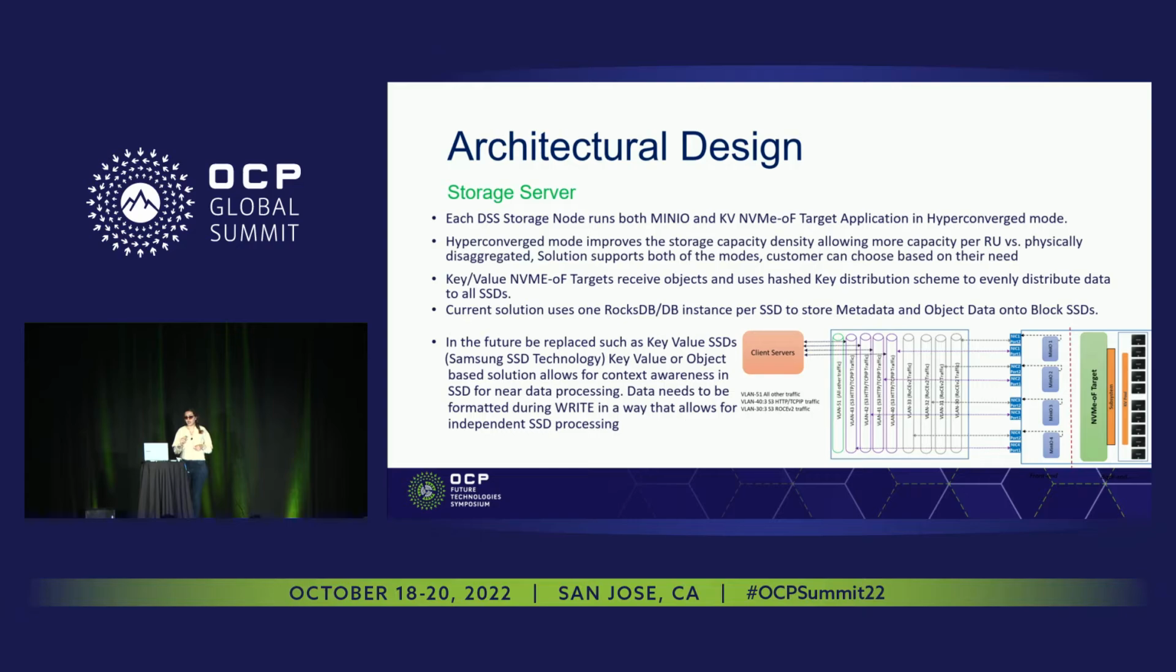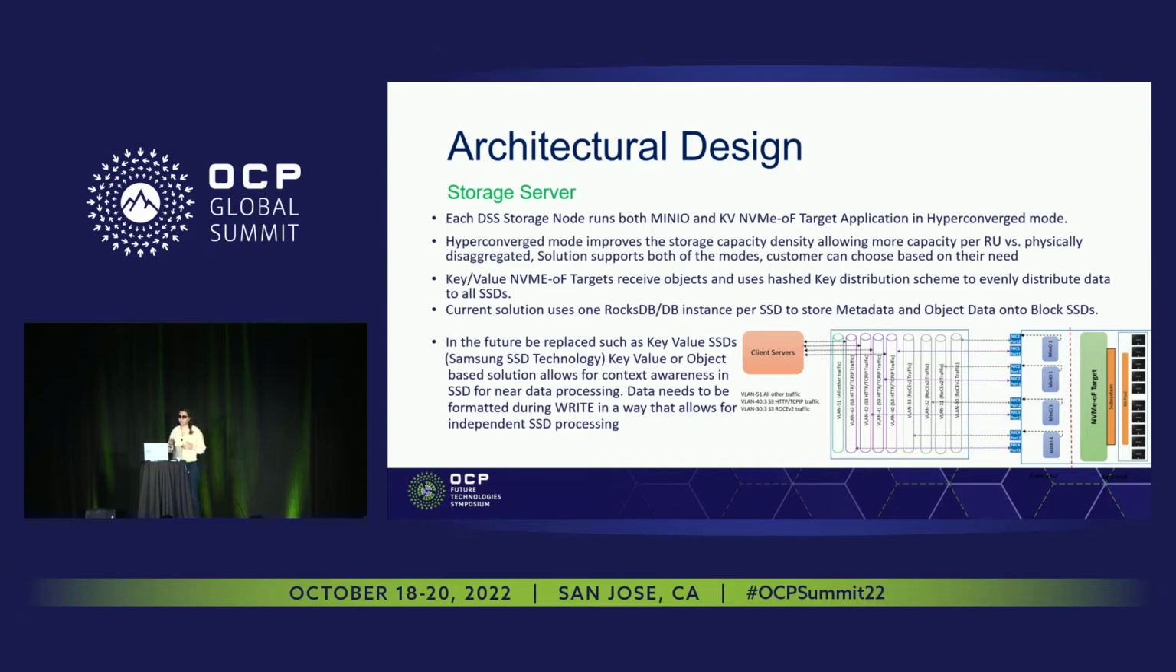So on the storage server, each DSS storage runs both the MinIO and the KV NVMe over Fabric in a hyper-converged mode. This hyper-converged mode means that we have both of them physically on one server, which gives us better capacity and density on one resource unit, though the customer can decide on both modes.